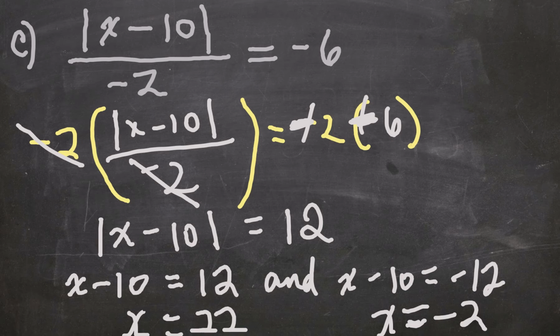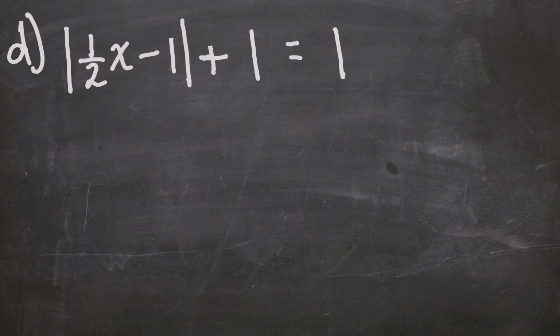So 22 and negative 2, I'm going to let you guys check this one. All right. Now let's do one more for good measure and we'll be out of here. Actually, we'll have one more quick one after this.